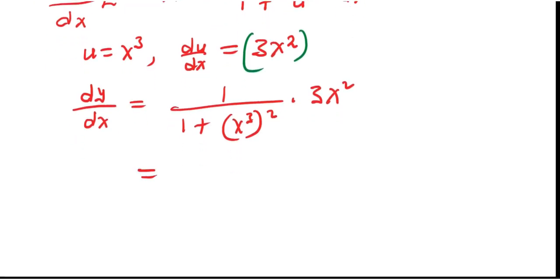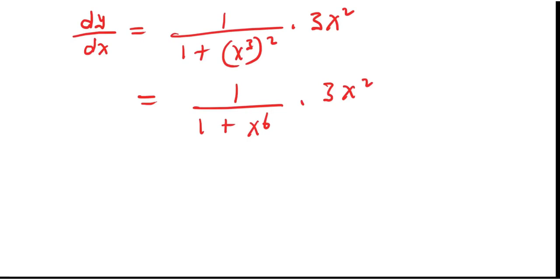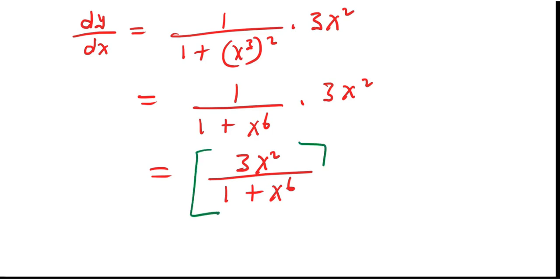So this will be equal to 1 over 1 plus (x cubed) squared, which gives us x to the 6th power, times 3x squared. So this will be equal to 3x squared over 1 plus x to the 6th power. So this is the answer to this question, and I hope it makes some sense.